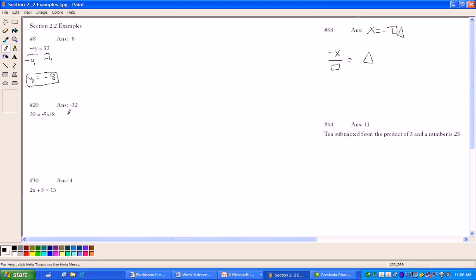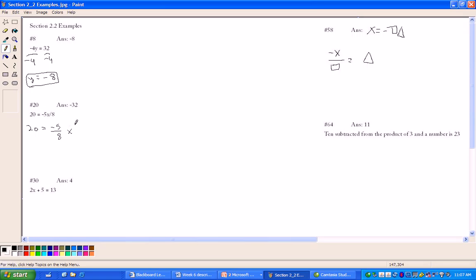The next one we're going to do is number 20. 20 is equal to negative 5x divided by 8. The answer is negative 32. The way we start with this is we know we have the 8 on the bottom, so let me rewrite this to make it easier to visualize. This is the way we'd write it in line form. We have the negative 5/8 on this side with the x, and we want a 1 there. So how do we get rid of the negative 5/8 x?